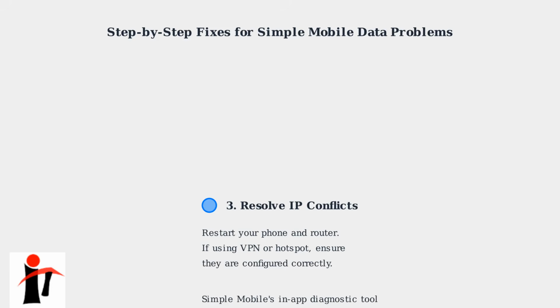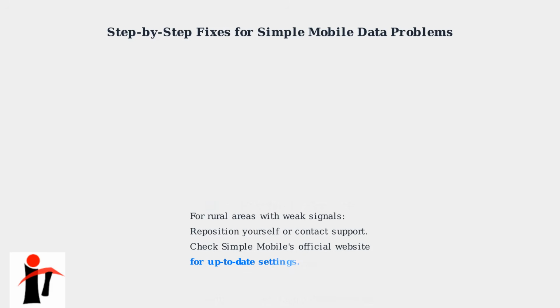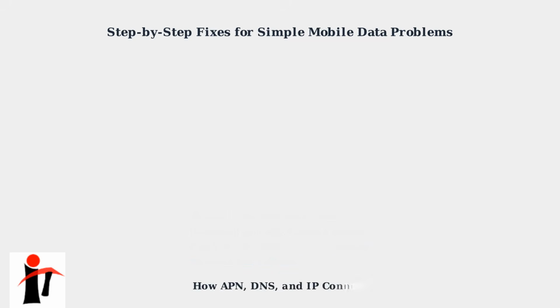Simple Mobile's in-app diagnostic tool, launched in July 2025, can automatically scan and correct APN settings. For rural areas with weak signals, consider repositioning yourself or contacting Simple Mobile support for further assistance. Remember to always check Simple Mobile's official website for the most up-to-date APN settings and troubleshooting tips. Here's a simple diagram showing how APN, DNS, and IP settings work together in mobile internet connectivity.